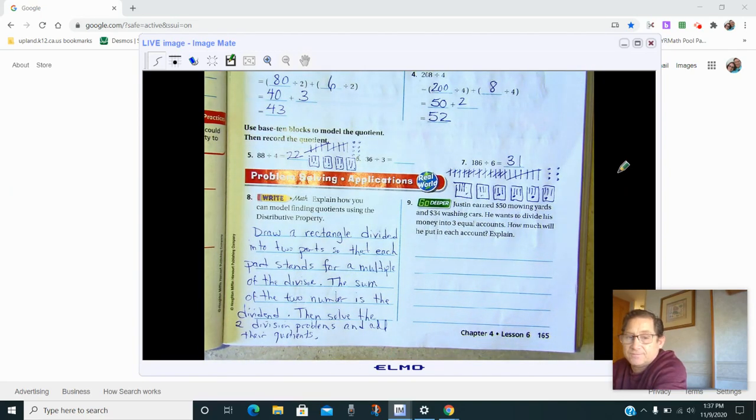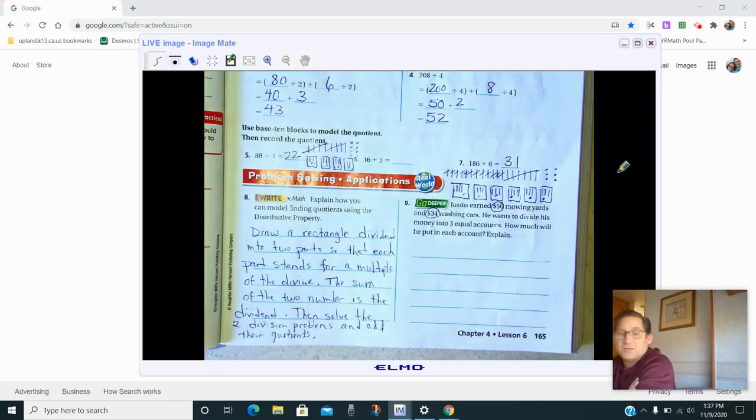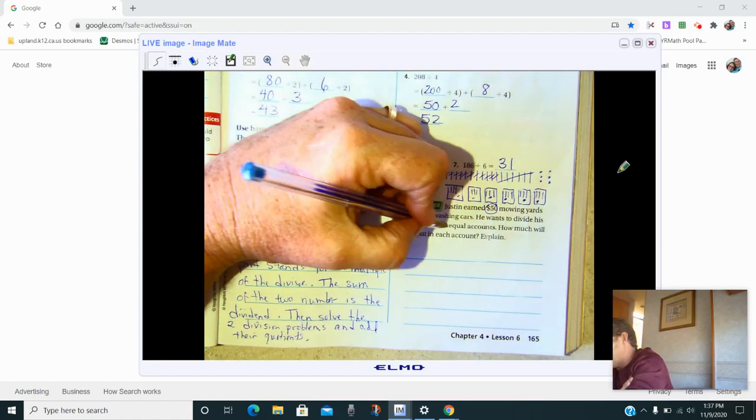All right, so number 9. Justin earned $50 mowing yards and $34 washing cars. He wants to divide his money into 3 equal accounts. How much will he put into each account, and explain? Well, first we need to know how much money he's made. So we're going to need $50 and $34. We also need to know that he wants to put them into 3 equal accounts.